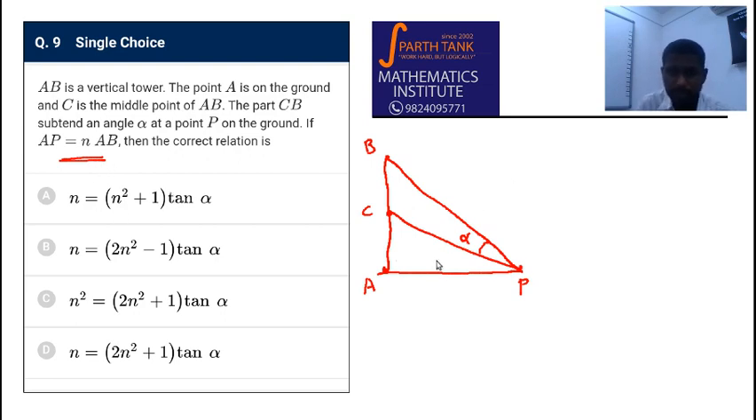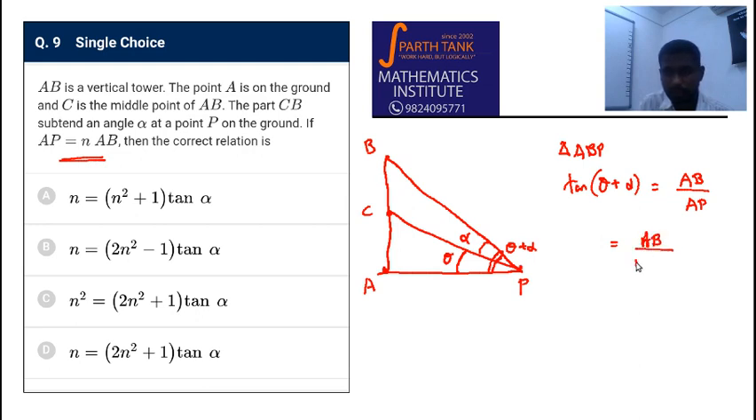Okay, a very simple heights and distances problem. Let us call this angle theta, so that the whole angle is theta plus alpha. So in the full triangle, that is triangle ABP, tan of theta plus alpha is given by AB upon AP, right? And AP is n times AB. So you use this relationship here. I get tan of theta plus alpha is 1 by n.